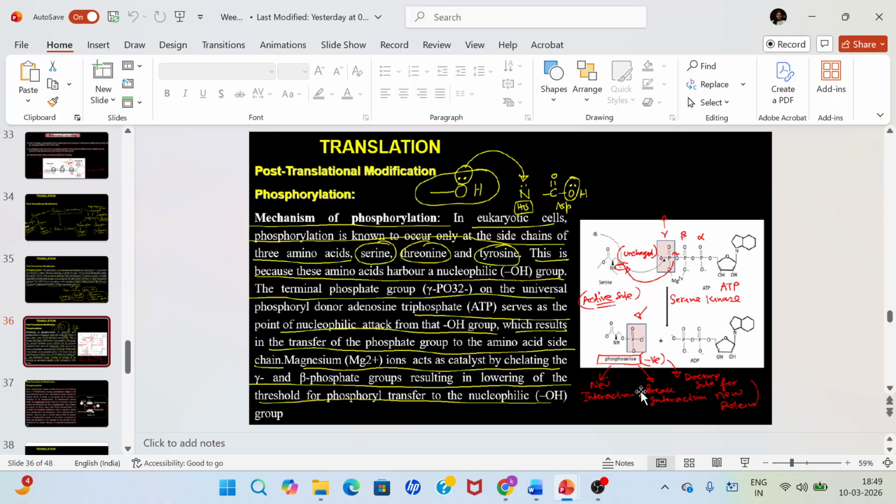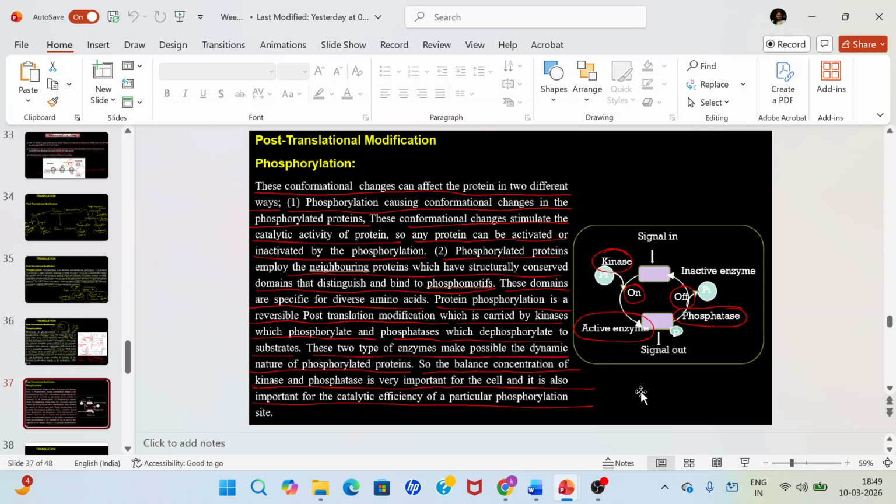terminal phosphate group of the, sorry, of the adenosine triphosphate. Why adenosine triphosphate? Because it is a universal phosphoryl donor, and this phosphate group that got detached from the ATP will be used to phosphorylate any of these three amino acids as mentioned above, the serine, threonine, or tyrosine.